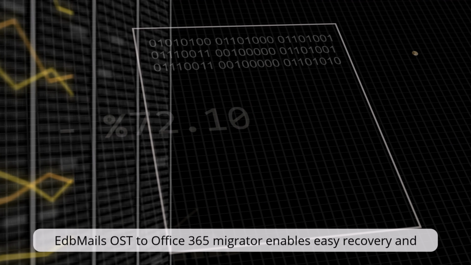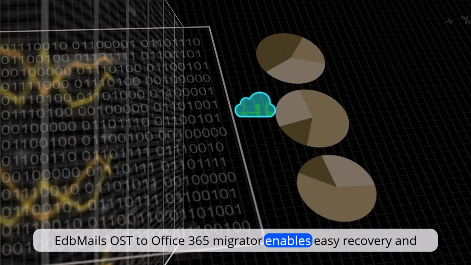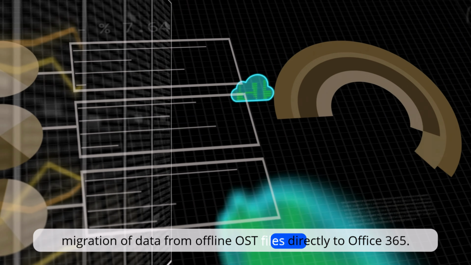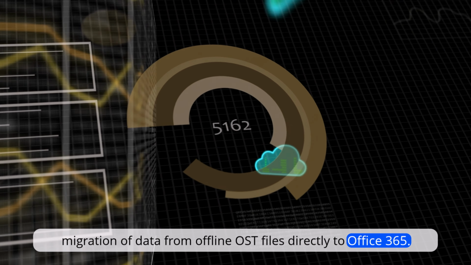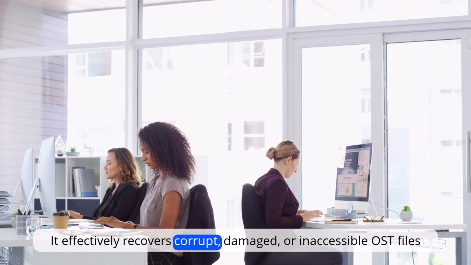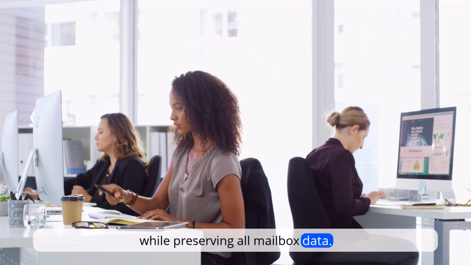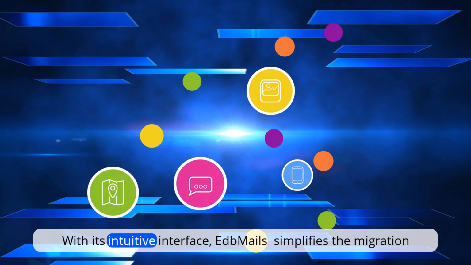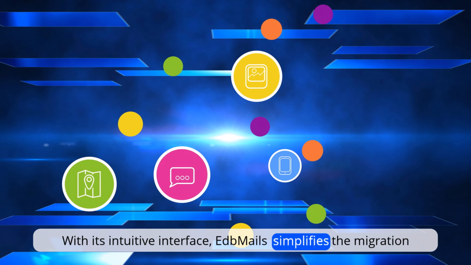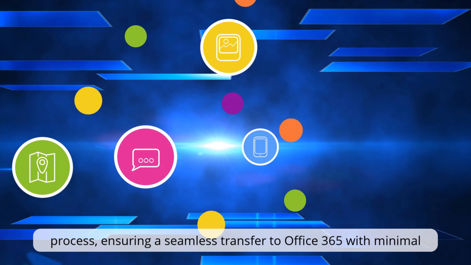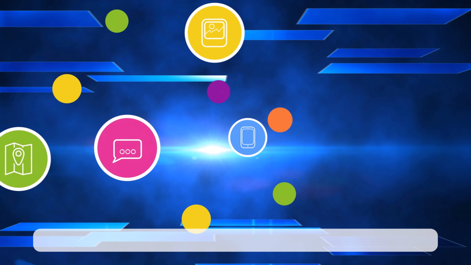EdbMails OST to Office 365 Migrator enables easy recovery and migration of data from offline OST files directly to Office 365. It effectively recovers corrupt, damaged, or inaccessible OST files while preserving all mailbox data. With its intuitive interface, EdbMails simplifies the migration process, ensuring a seamless transfer to Office 365 with minimal effort.